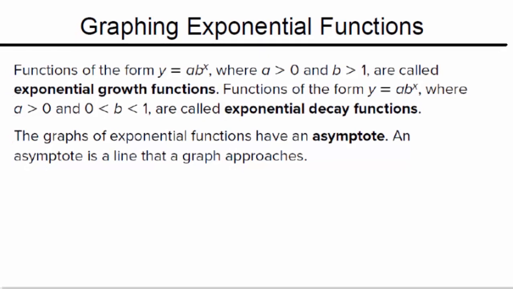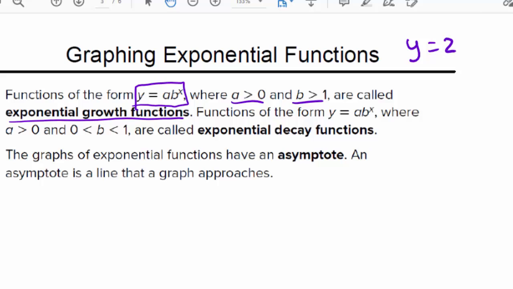Okay, so graphing exponential functions. Functions of the form y equals a times b to the x, where a is greater than 0 and b is greater than 1, are called exponential growth. So if I have y equals 2 times 3 to the x, this number right here is greater than 1, so that represents growth.